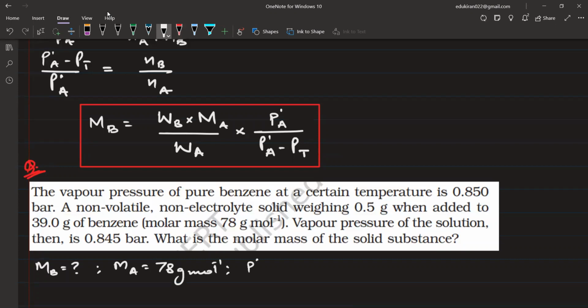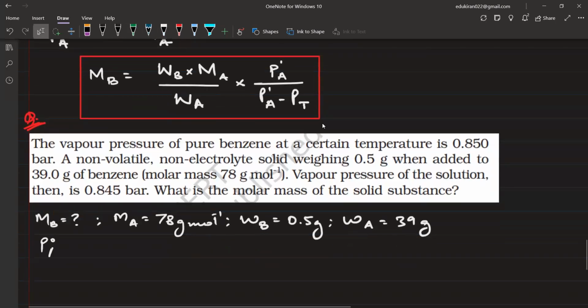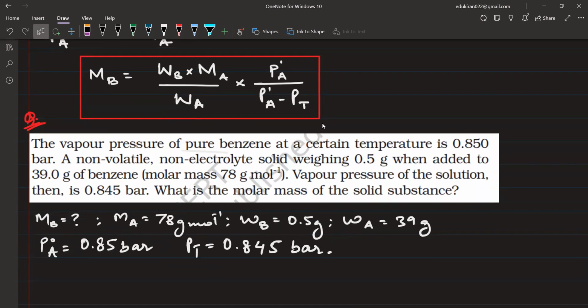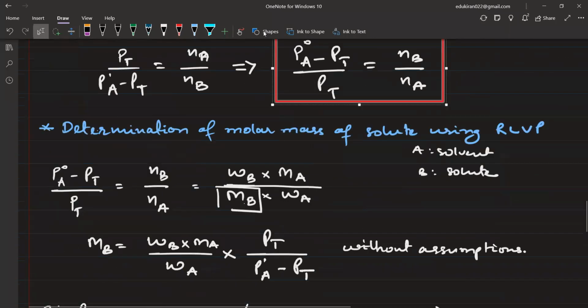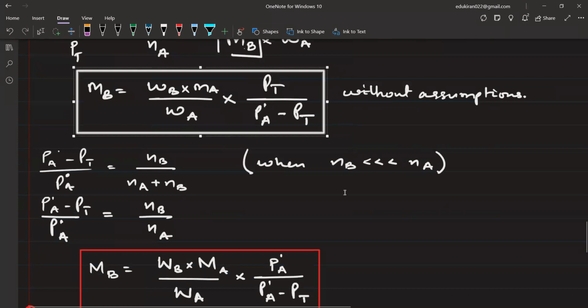Then they have given WB, which is 0.5 grams. They have also given WA, which is equal to 39 grams. Then they have also given P naught A, the vapor pressure of pure benzene, equal to 0.85 bar, and the total pressure, P total, which is the vapor pressure of the solution, equal to 0.45 bar. And they are asking you the molar mass. So please use both formulas, this one and that one, and see what answer you get after using both of them.